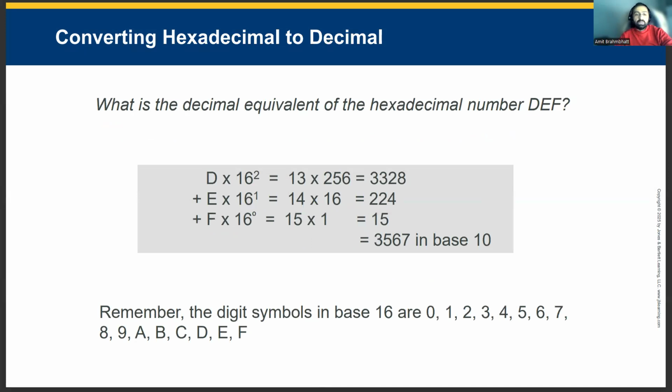Converting hexadecimal to decimal. DEF is what is going to be converted. So we can see D is being multiplied by 16 to the power 2, then added to E multiplied by 16 to the power 1 and F by 16 to the power 0. And that gives us 3,567 in base 10. So in base 16, after 9, 0 to 9, we say A, B, C, D, E, F to represent the following digits.